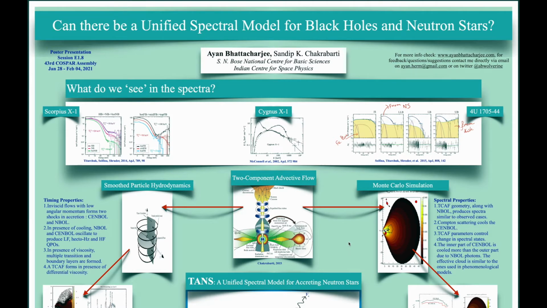Hi everyone. I will be asking the question whether there can be a unified spectral model for black holes and neutron stars. There have been numerous attempts at unifying different spectral and timing properties of different compact objects, namely black holes, neutron stars, and white dwarfs. We will be focusing on the similarities of two types, black holes and neutron stars.